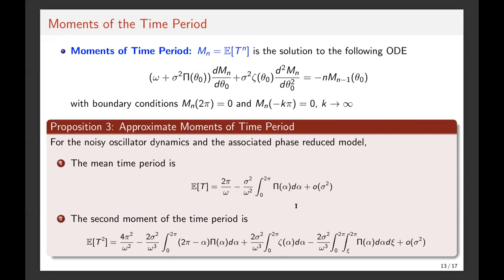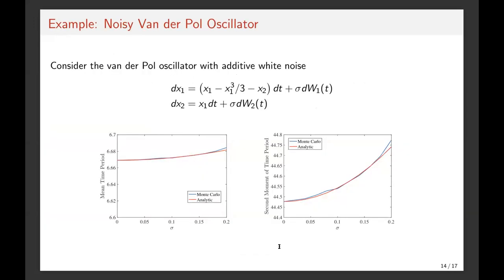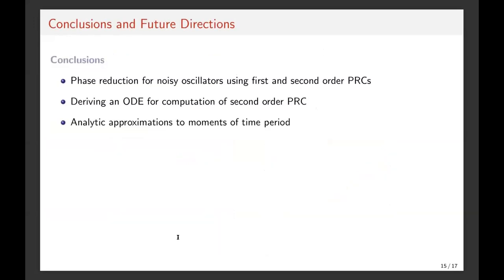As you see in the first and second equation, again, we can see the drift term, which involves the diffusion matrix B and also the second order phase response curve, and the diffusion term, which involves respectively the second order phase response curve and the first order phase response curve. Getting back to the noisy van der Pol oscillator, we computed the first moment and second moment of the time period and compared them with Monte Carlo simulation. And we see that for a small enough sigma, which we assumed from the beginning, the theory matches well with the simulation.